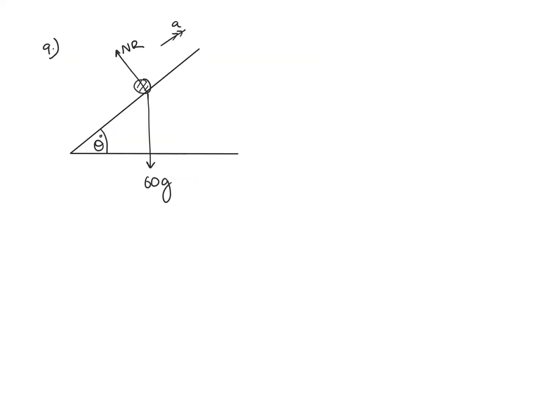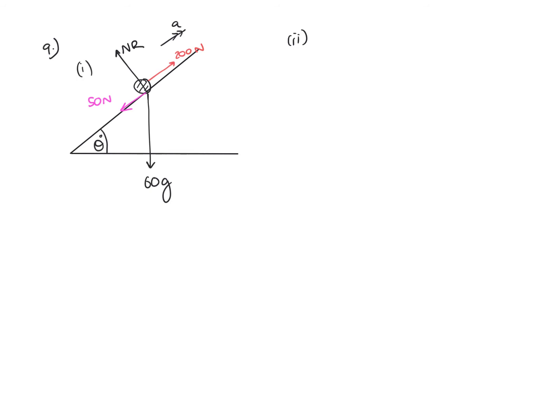So question 9, we have a cyclist with weight 60 g, normal reaction, and her pedal power produces a forward force of 200 newtons. She's subject to air resistance and friction totaling 50 newtons, which would act in the direction opposing her motion, assuming she's accelerating up the slope. So part 1 requires us to draw a diagram showing the forces acting on the cyclist. We have done that. Part 2, what is the angle of the steepest slope that she can ascend?